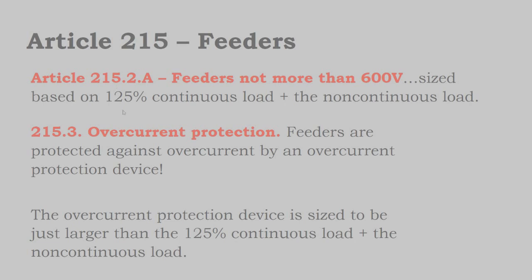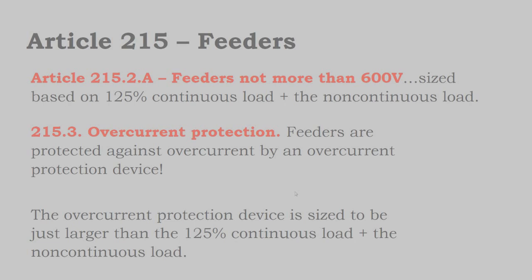But anyway, feeders that are under 600 volts are sized on 125% of the continuous load plus the non-continuous load. So the continuous load, because it's under full-time operation, gets adjusted a bit more than what a non-continuous load would do.